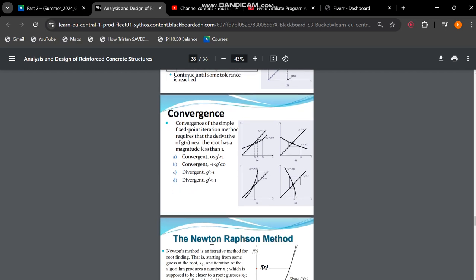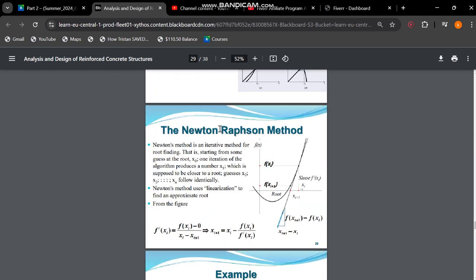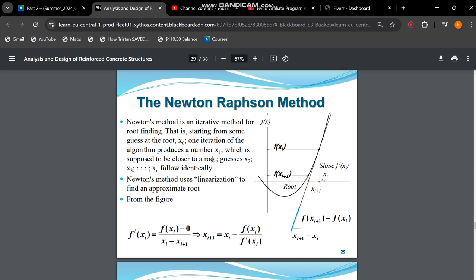Another method is the Newton-Raphson method. This is very straightforward. f'(x_i) ... x_{i+1}, this is the next value. This is the formula. This is the main formula.